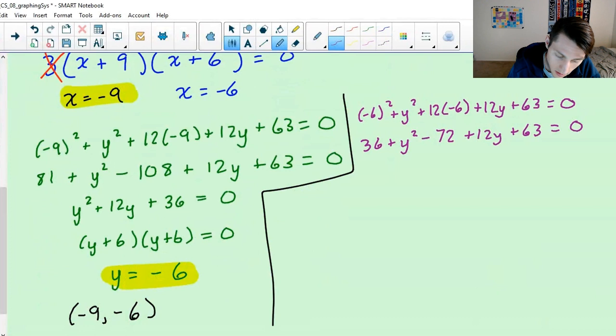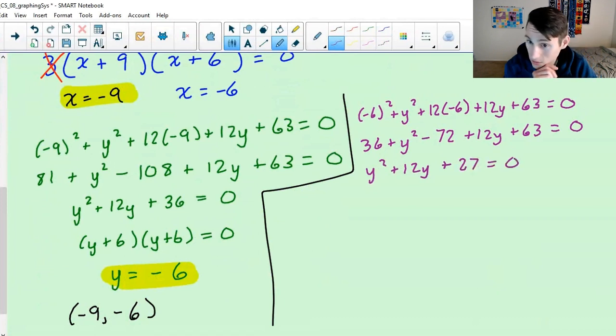Okay, so 36 minus 72 would be negative 36. And then negative 36 plus 63 would be 27. That's probably wrong too. Am I inspiring confidence? I think so. Y squared plus 12y plus 27 equals 0.